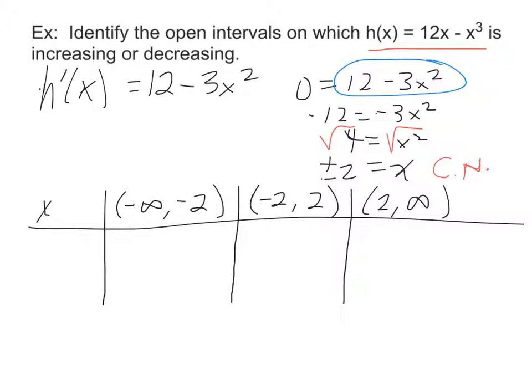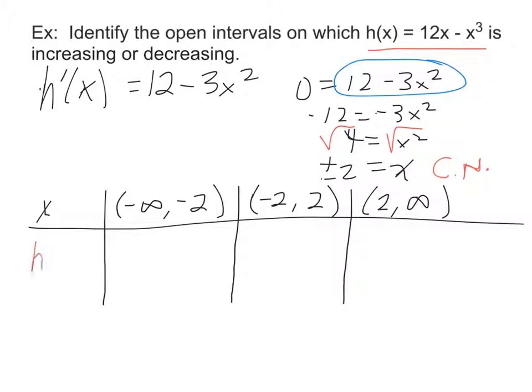And my last interval is going to go from positive 2 out to positive infinity. Okay, so I've got two critical numbers. It breaks up my entire domain into three intervals here. Now I need to pick a test point in each of those intervals to plug into the derivative to tell whether that derivative is positive or negative, and then I can determine if it's increasing or decreasing.